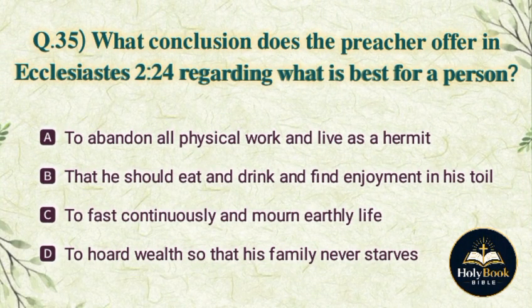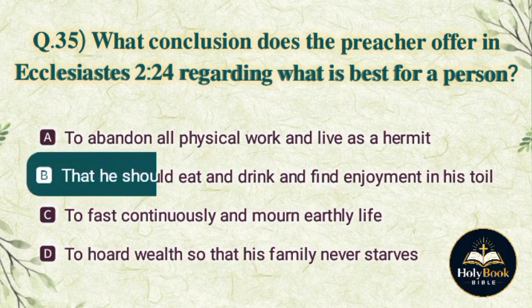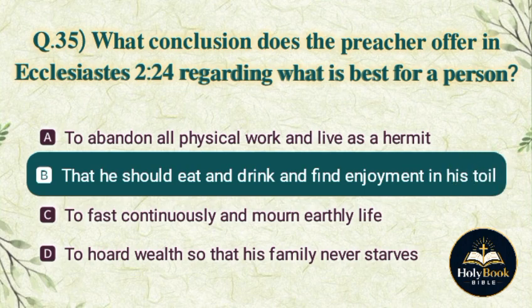Question: What conclusion does the preacher offer in Ecclesiastes Chapter 2, verse 24, regarding what is best for a person? Options: A. To abandon all physical work and live as a hermit. B. That he should eat and drink and find enjoyment in his toil. C. To fast continuously and mourn earthly life. D. To hoard wealth so that his family never starves. The correct answer is option B. That he should eat and drink and find enjoyment in his toil.